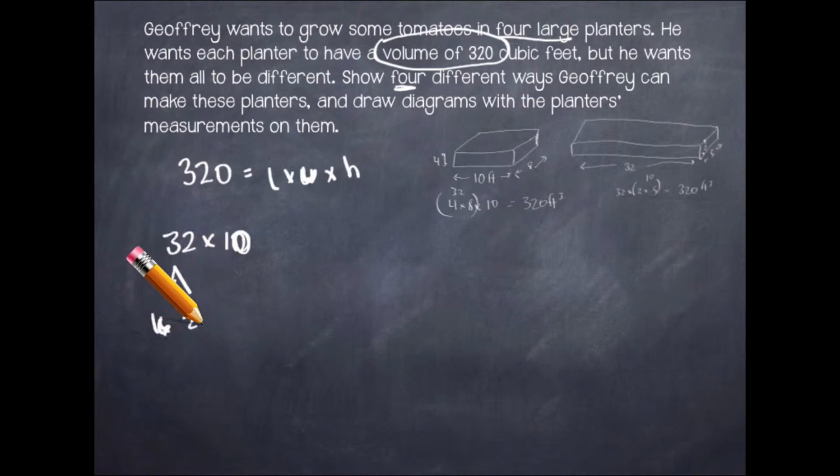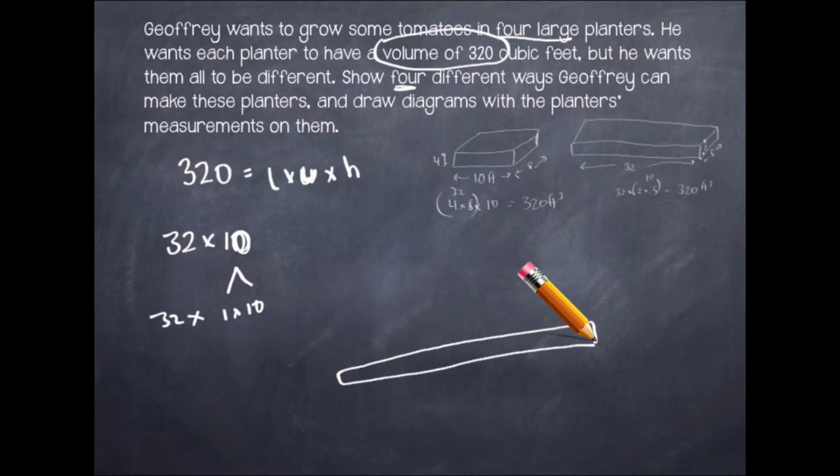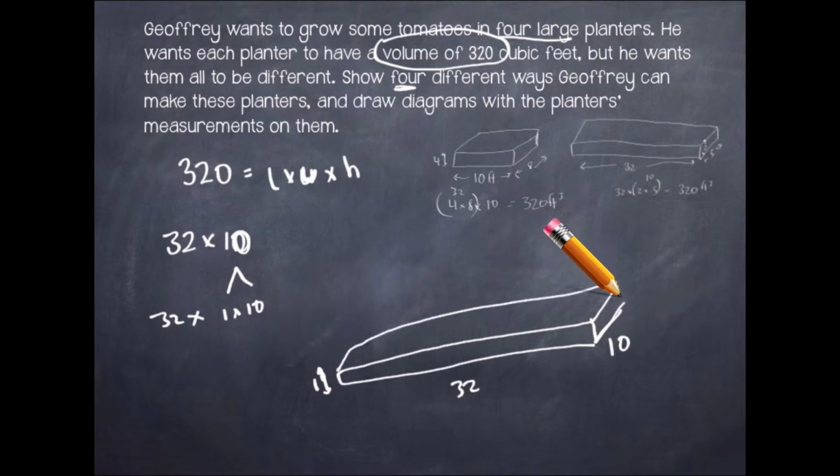I could also think of it as, well, let's see, what other combinations can I use to make 10? Well, I could use a 1 and a 10, right? So I could do 32 times 1 times 10, and that could give me another one. So basically I would have just a really super long, super skinny kind of guy here. It'd be a little bit wider than our one was up here because that was 5, so this one would be 10, 32, but only 1 centimeter high. So that would be another combination, another shape that I could make.